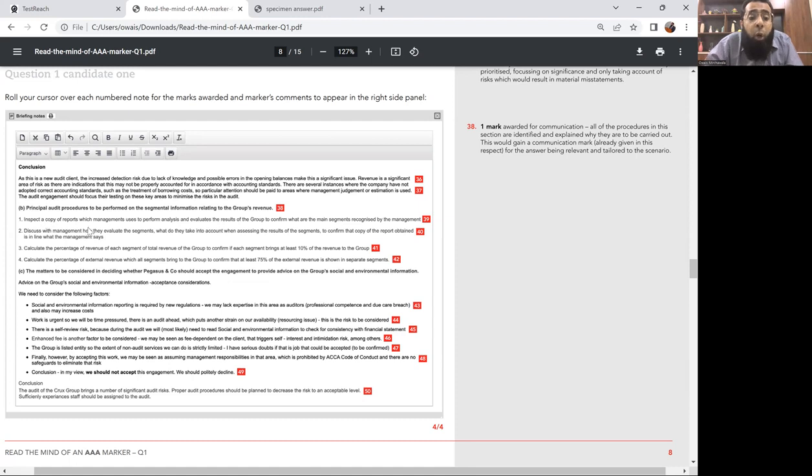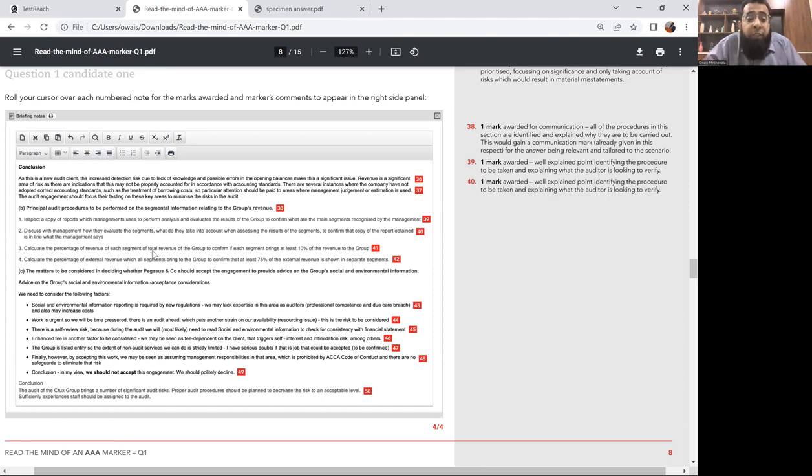Now, inspect a copy of reports which management used to perform analysis and evaluation of the results of the group, to confirm that main segments are recognized by the management. So he has identified how the segment is identified. We have to look at the data which the management is using to determine whether segments are real or not, whether separate financial information is available or not. Discuss with the management how they evaluate the segments, what they take into account when assessing the results of the segment, to confirm that the copy of reports obtained is in line with what the management sees. Again, 1 mark was awarded.